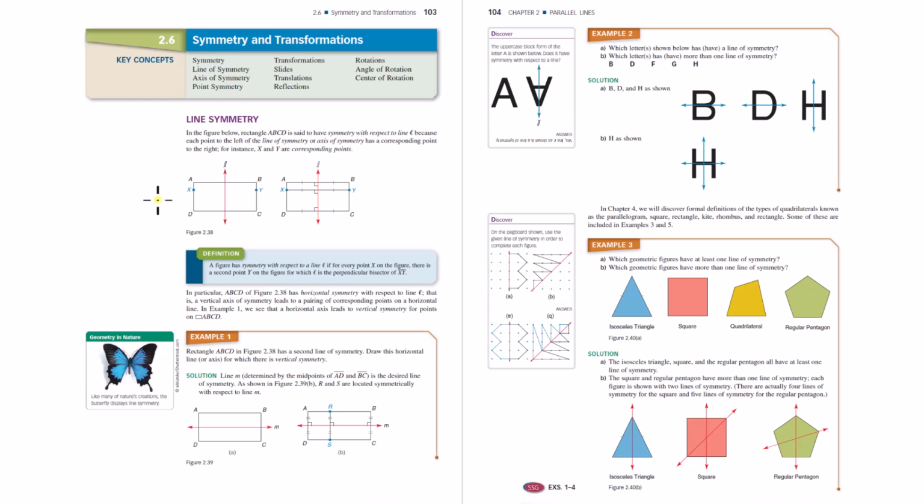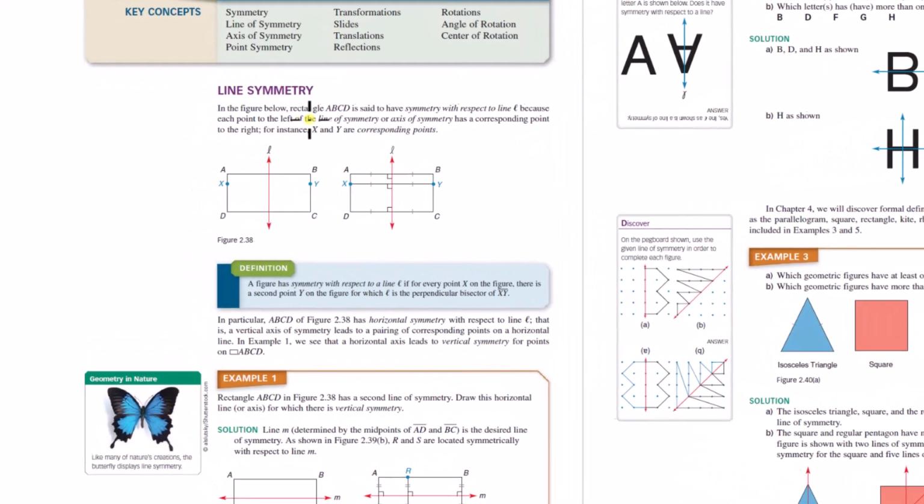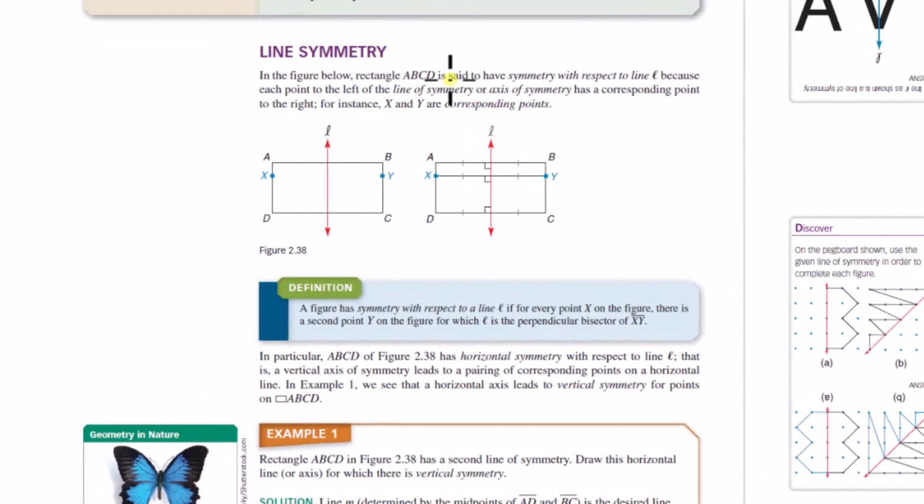What they're talking about here is a figure, like a polygon, for example, being symmetric with respect to a line. What exactly does that mean? Okay, so it says, in the figure below, rectangle ABCD is said to have symmetry with respect to line L because each point to the left of the line of symmetry or axis of symmetry has a corresponding point to the right. For instance, X and Y are corresponding points.